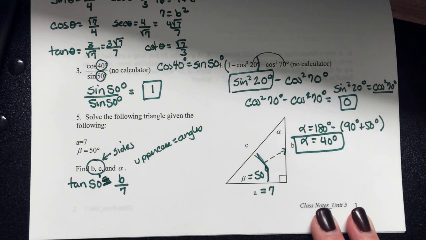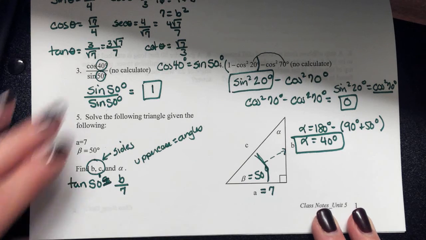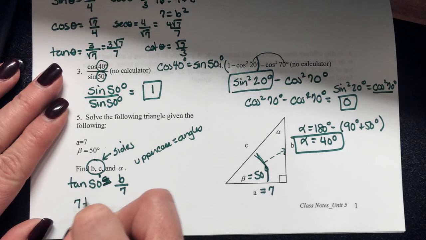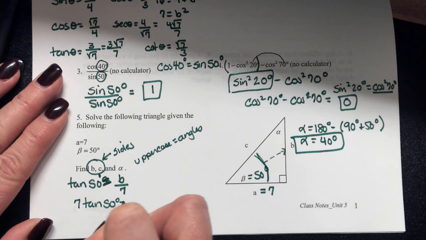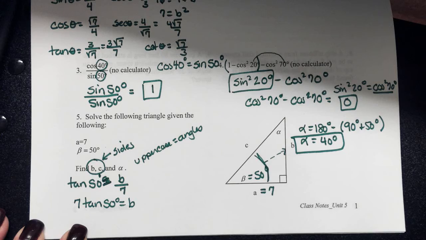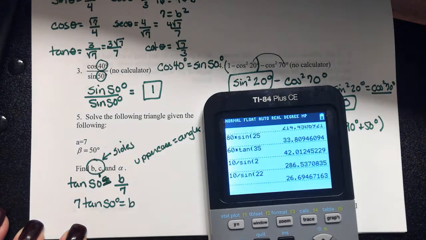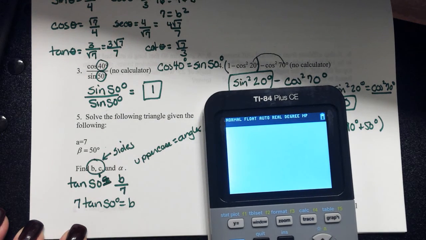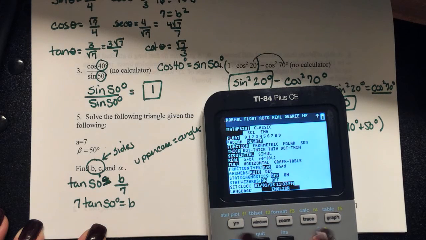So how can I algebraically solve for B? I can do what to both sides of this equation? Multiply by 7. So 7 times the tangent of 50 degrees is equal to B. And this is where you'll need your calculators. What mode should my calculator be in? Degrees. How come I know it's not radians? Has a degree symbol. All my angles are in degrees. Yes. So when I'm dealing with triangle problems, you want to make sure you're in degree mode. So make sure you change your mode to degrees.